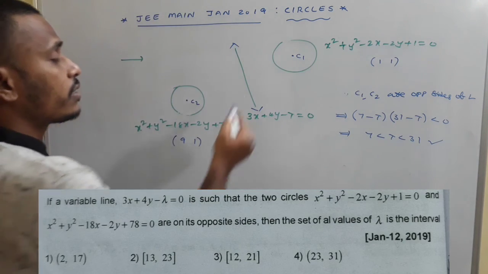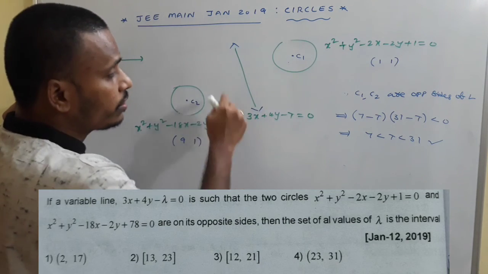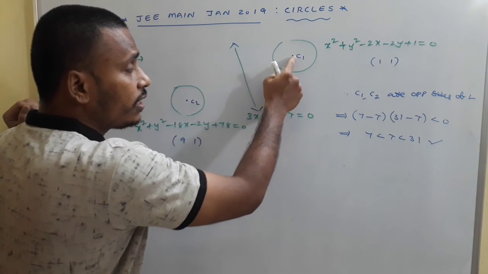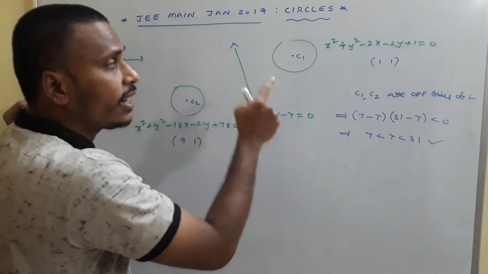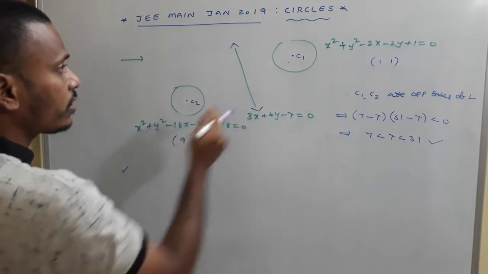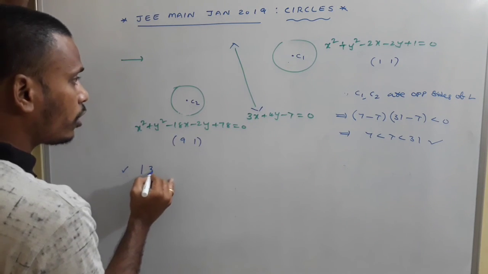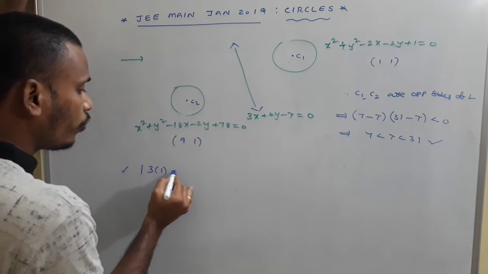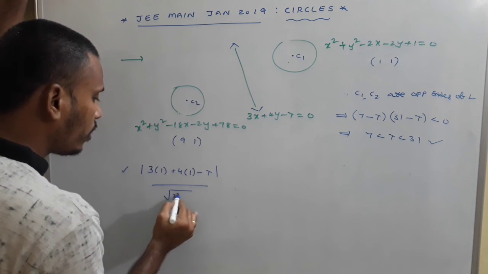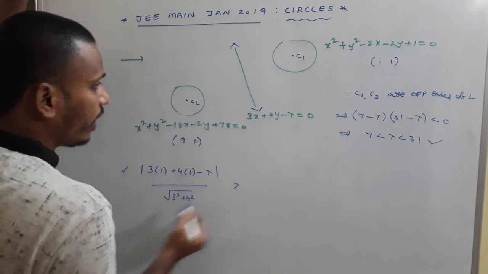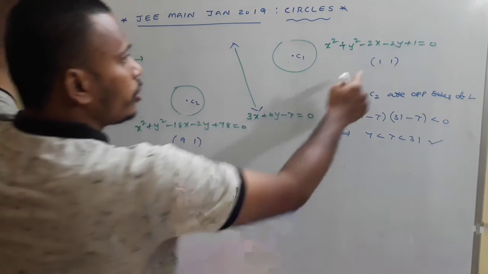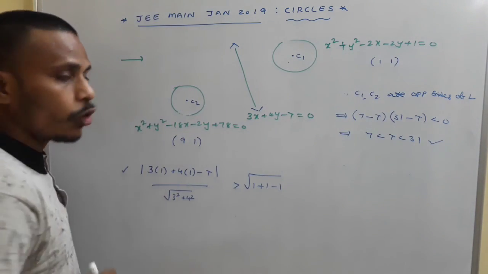And the other part is, since this circle is outside the line, that means this line is neither a secant nor a tangent for the circle. Then in this case, the distance from the center to the line is greater than the radius. Use that idea. This is one condition. The second condition is the distance from the center to the line, which is modulus of, substitute this point here, 3 into 1 plus 4 into 1 minus lambda divided by root of 3 square plus 4 square, is greater than the radius. What is the radius? Root of g square plus f square minus c, which is root of 1 plus 1 minus 1. You need to solve this.